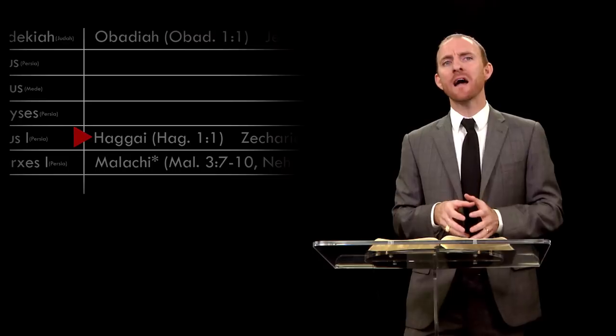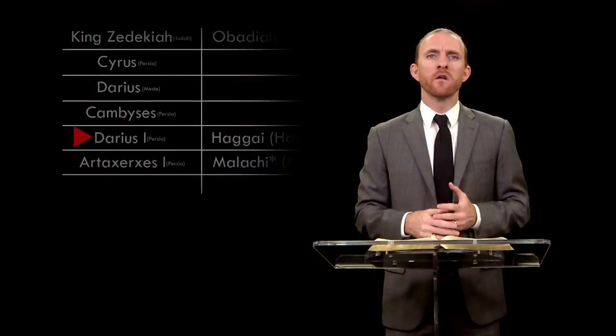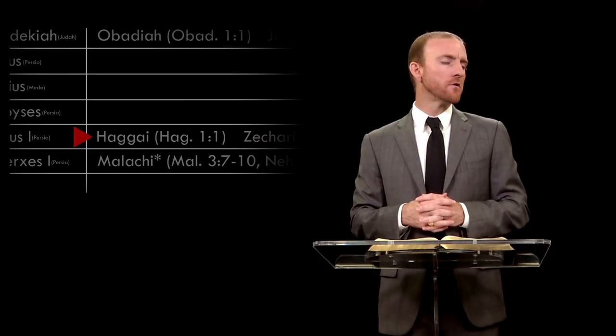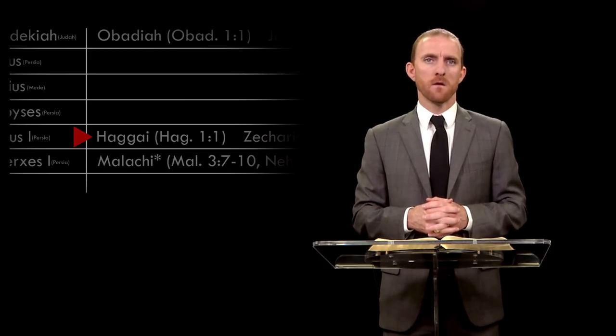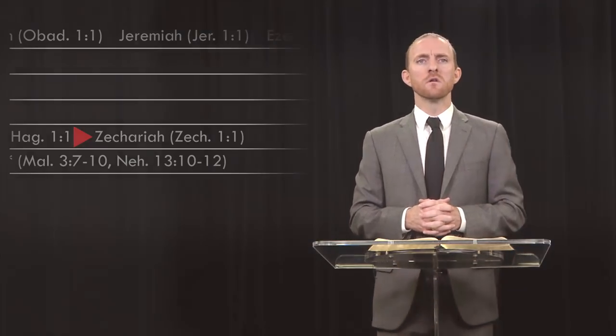The prophet Haggai reveals he prophesied in the 2nd year of Darius the king unto Zerubbabel, Haggai chapter 1 and verse 1, solidifying his period of work under King Darius the first. The prophet Zechariah, too, reveals his work as taking place in the 2nd year of Darius, Zechariah chapter 1 and verse 1. He will be beside Haggai under the reign of Darius the first. Let's see how all these look on our timeline.